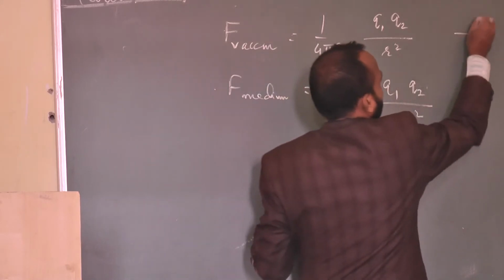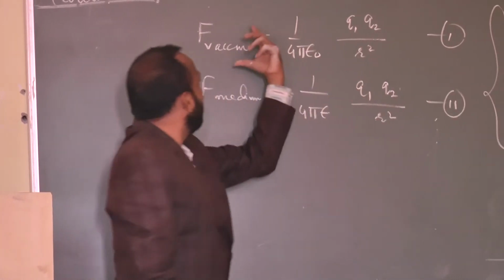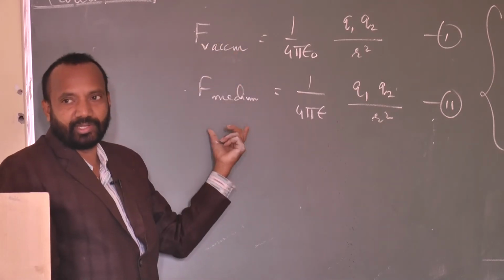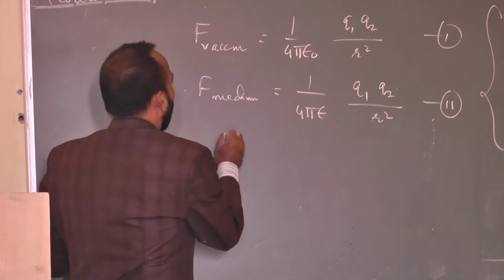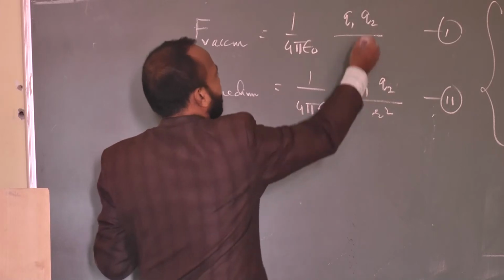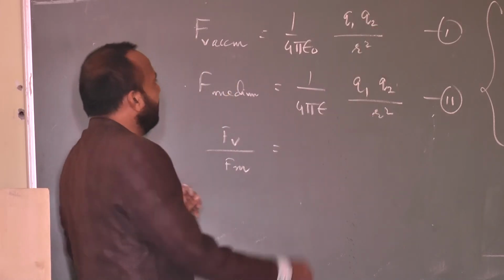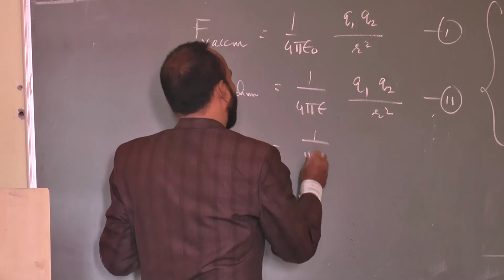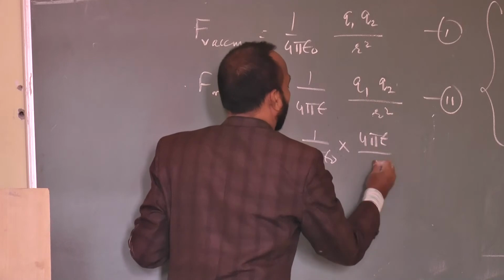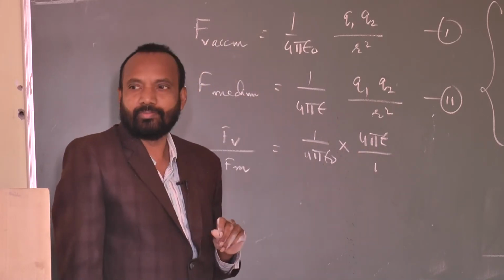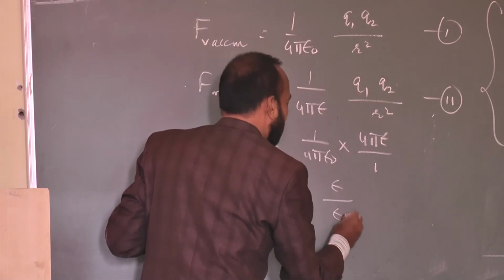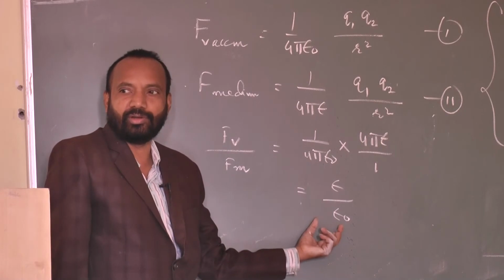Now, this is equation 1, this is equation 2 suppose. I want to find out the ratio of the force of interaction taking place in vacuum to the force of interaction taking place in the medium. So, F vacuum by F medium. This part will be cancelled, then what I will get? 1 by 4 pi epsilon naught into 4 pi epsilon divided by 1. 4 pi cancels, so I will get epsilon by epsilon naught.